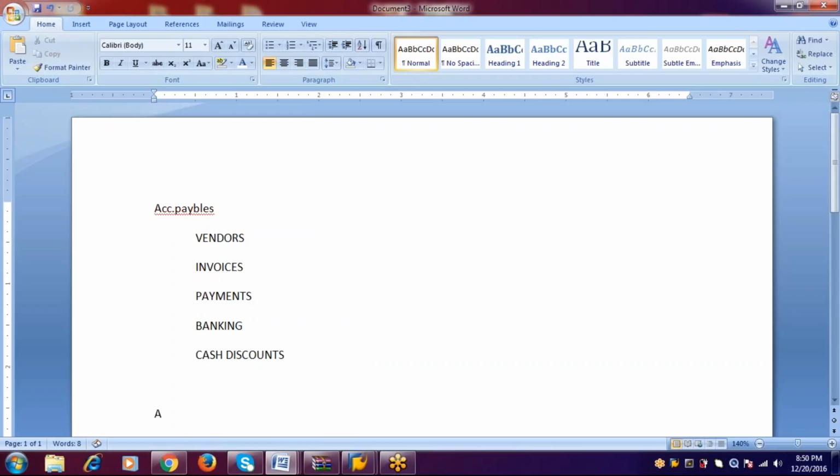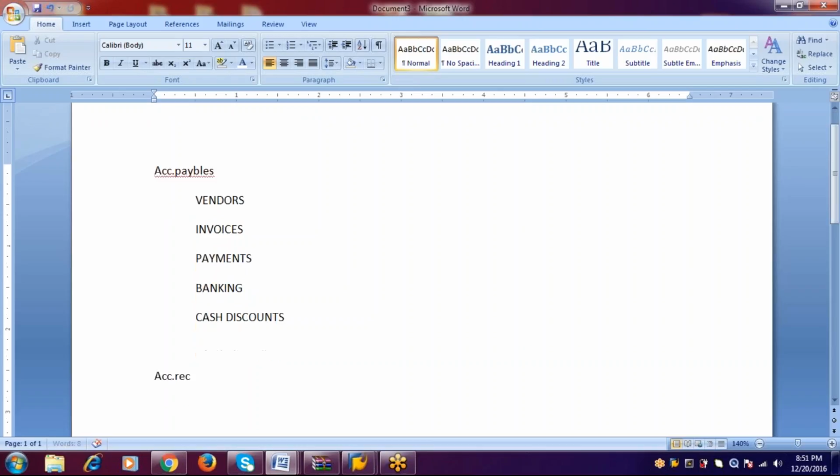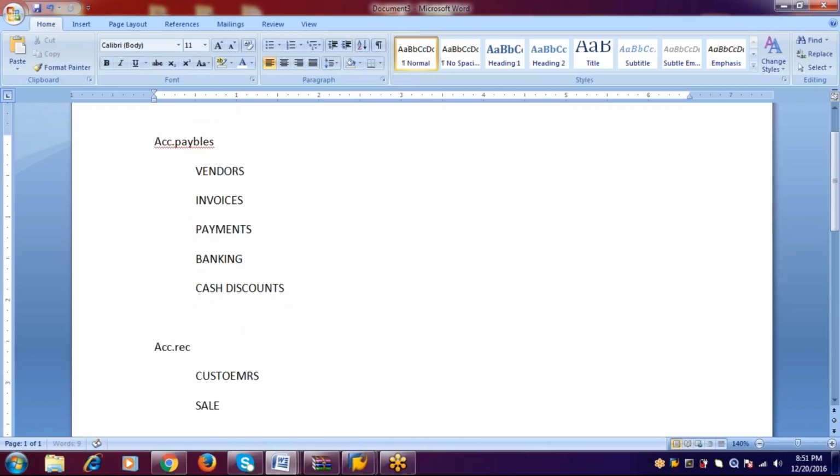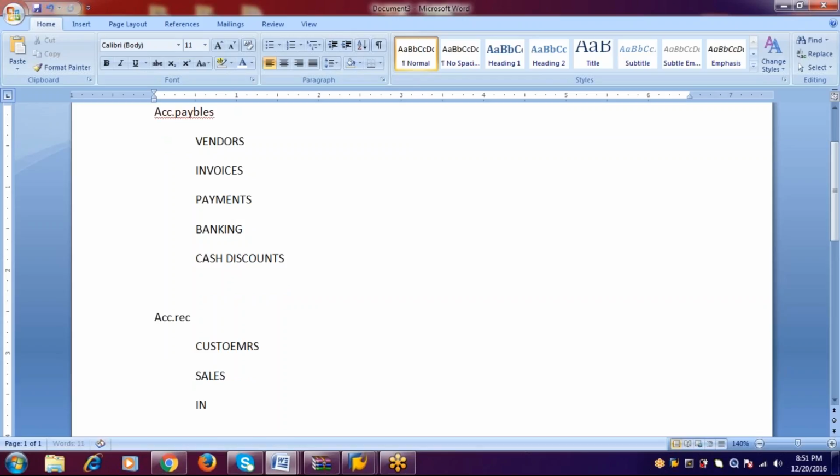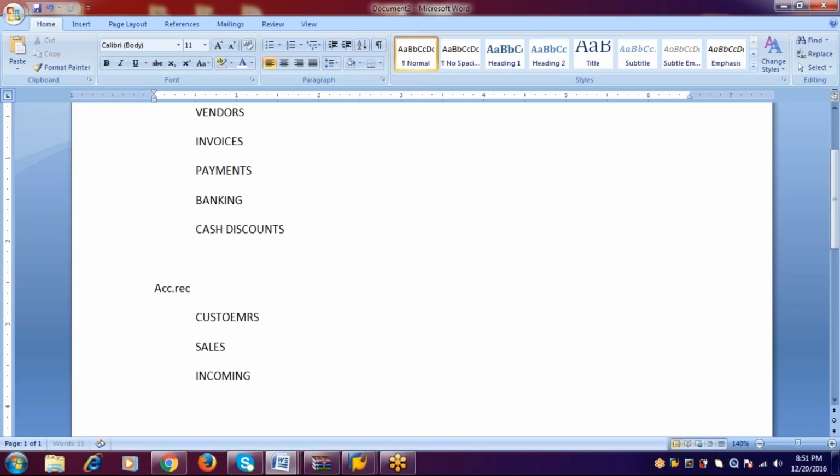And after that we are going to maintain the accounts receivables. That means same as in payables, here we are getting the customers, as well as sales invoices, incoming payments, and also the dunning notices, even the interest calculations and the taxes part.